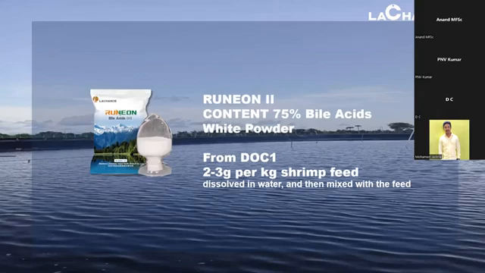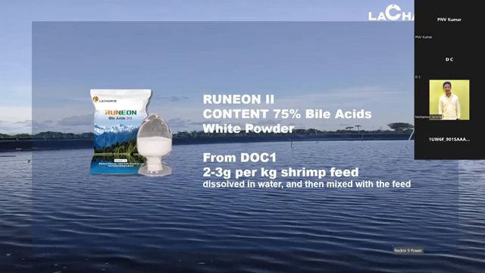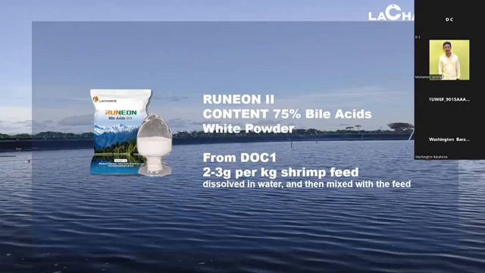And the last part, we recommend products that can improve shrimp health and help protect the hepatopancreas. You know, the Runeon 2. We add Runeon 2 from DOC 1, 2 to 3 grams per kilogram of shrimp feed, and it can dissolve in water and then be mixed with the shrimp feed. So it protects the most important organ of shrimp, the hepatopancreas, and improves the digestive ability and absorption of feed.